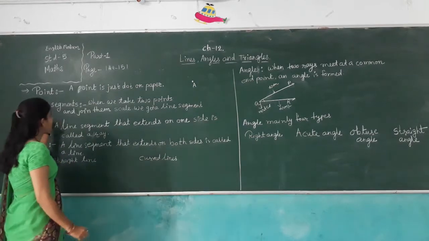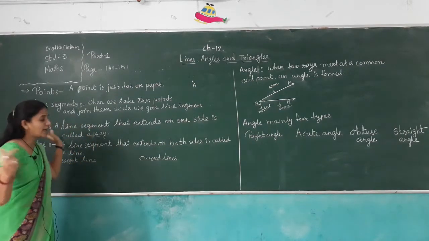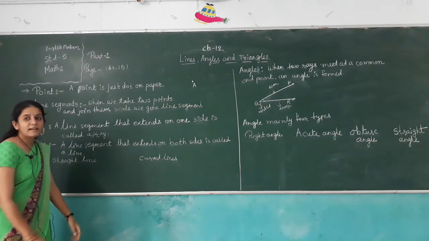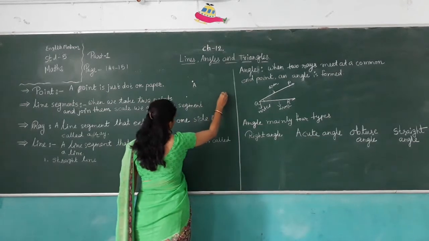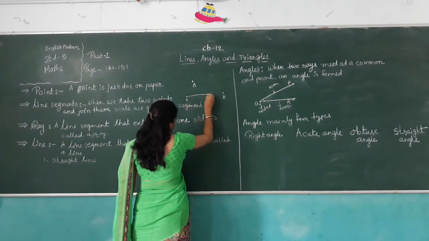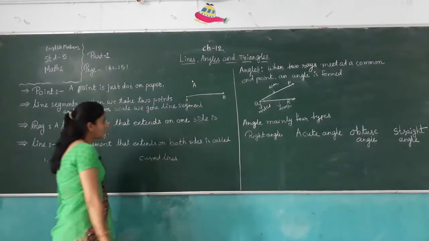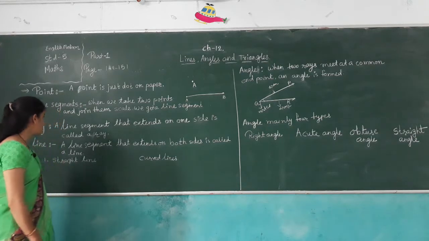Next one, line segment. When we take two points and join them with a scale, we get a line segment. Here we take point A and point B and join them with a ruler and we get a line. This line is called line segment.